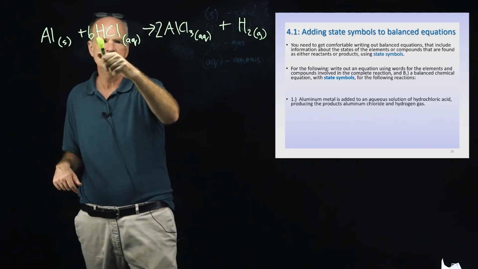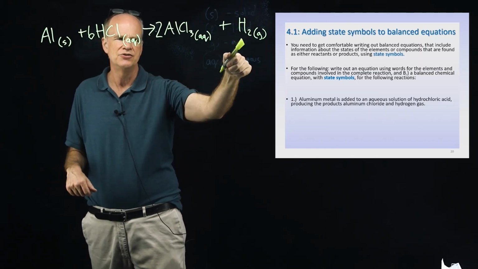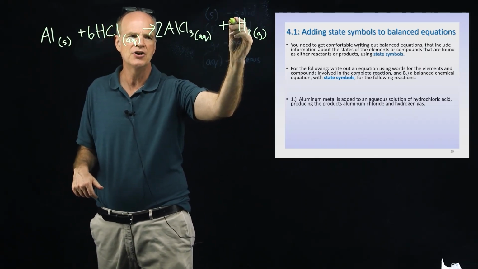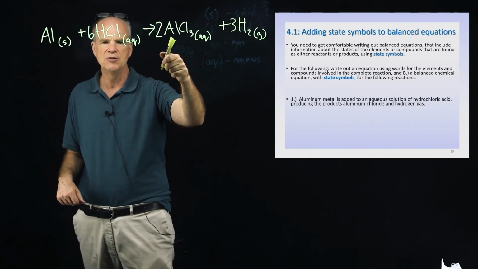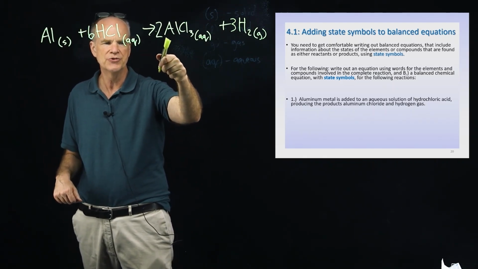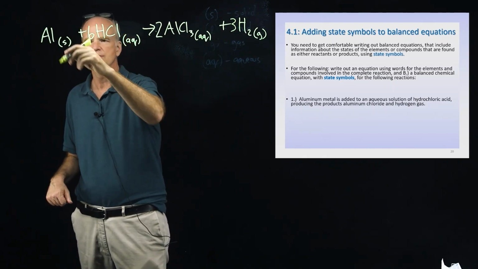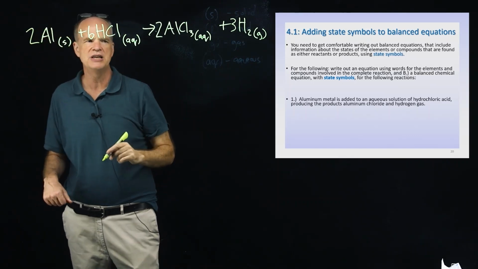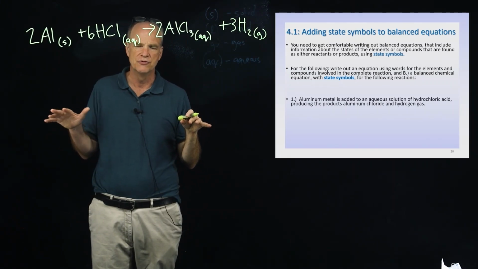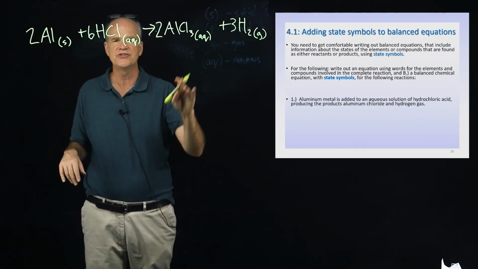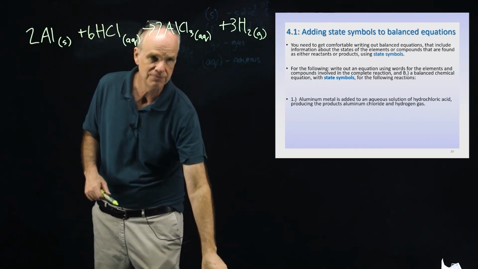6 hydrogens here, 2 hydrogens on the product side, so I'll put a 3 here, so the hydrogens are balanced. The last element I'll balance is aluminum: 2 aluminums on the product side, 1 on the reactant side, so that should be a balanced equation. So this is a balanced chemical equation for the information that we have, including state symbols. Okay, so let's move on to the next one.